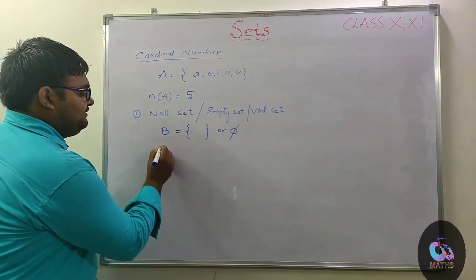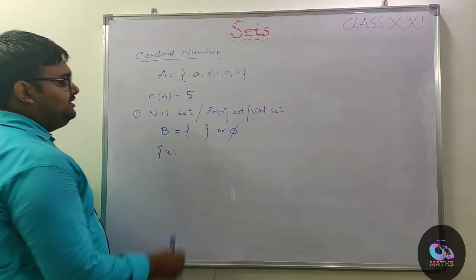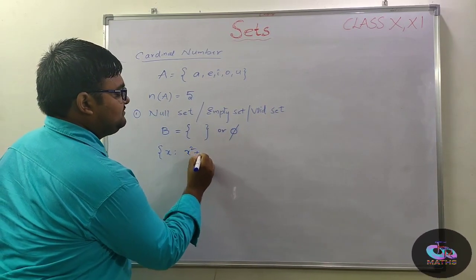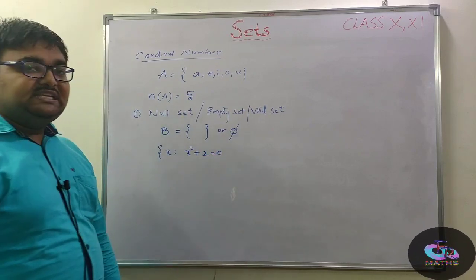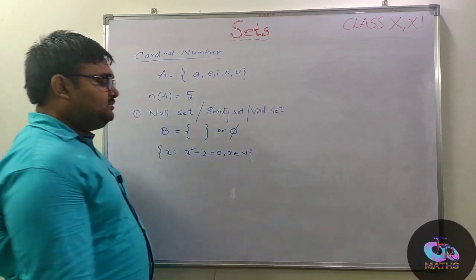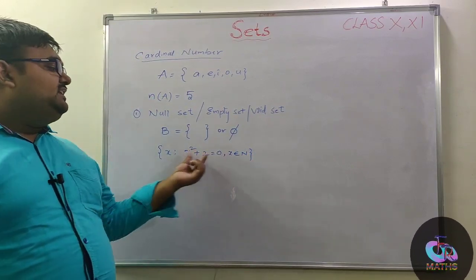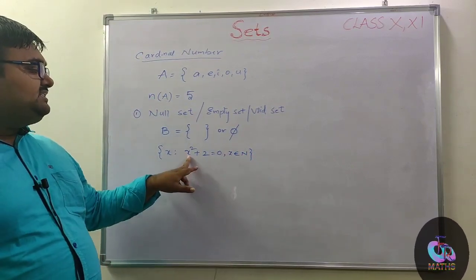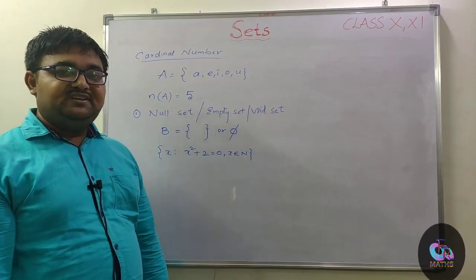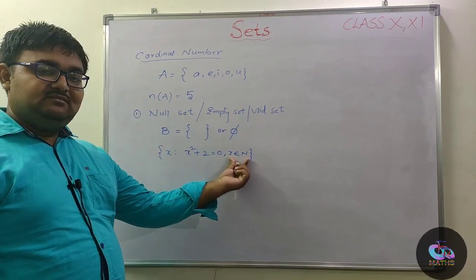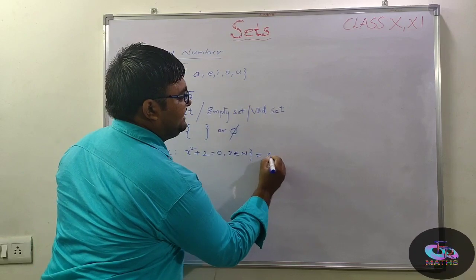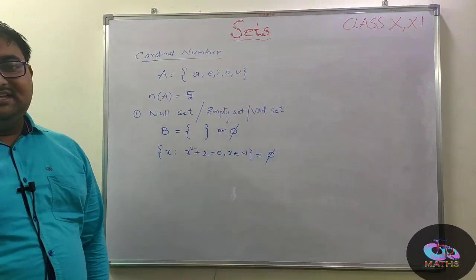If you take one example, I am taking one set builder form: x such that x square plus 2 is equal to 0, where x belongs to natural numbers. Do you have any natural number which makes this equation x square plus 2 equal to 0? There is no such value of x in the natural number set which makes this equation 0. Hence we say it is an empty set.